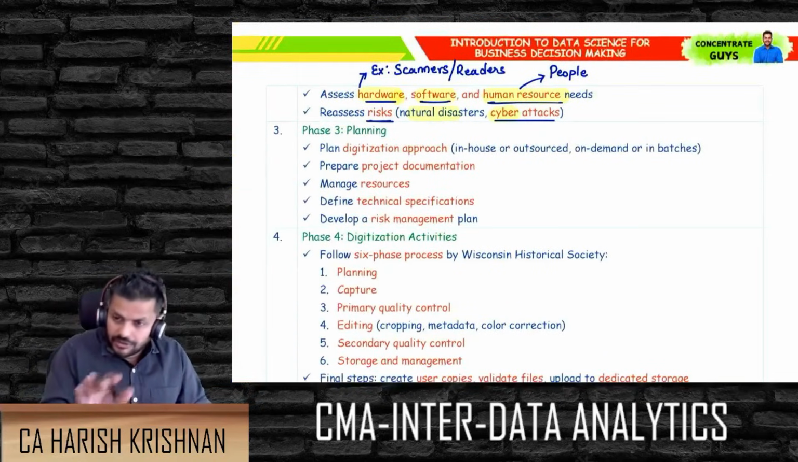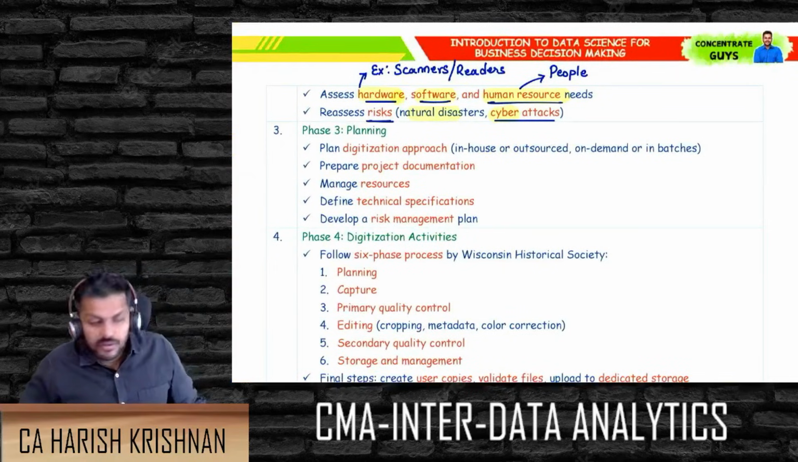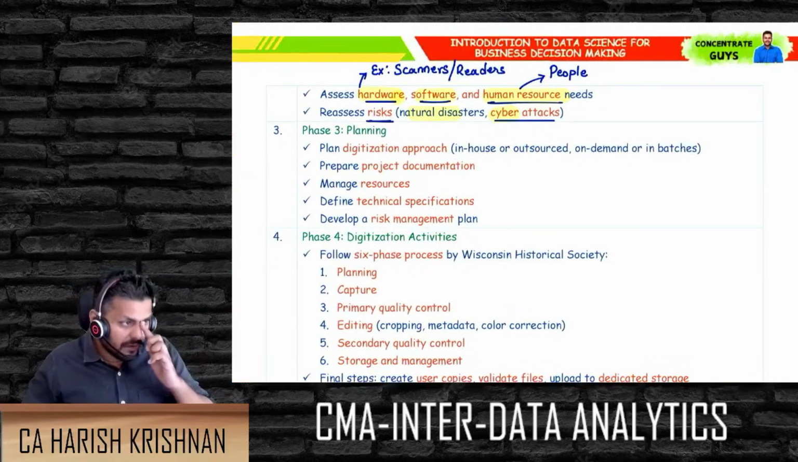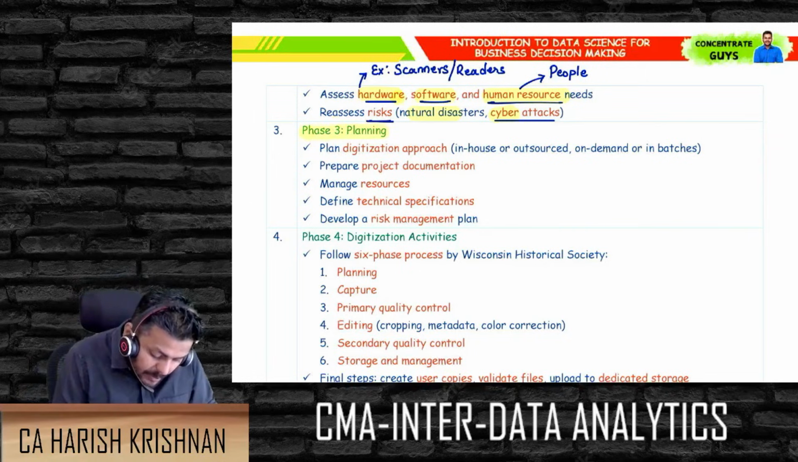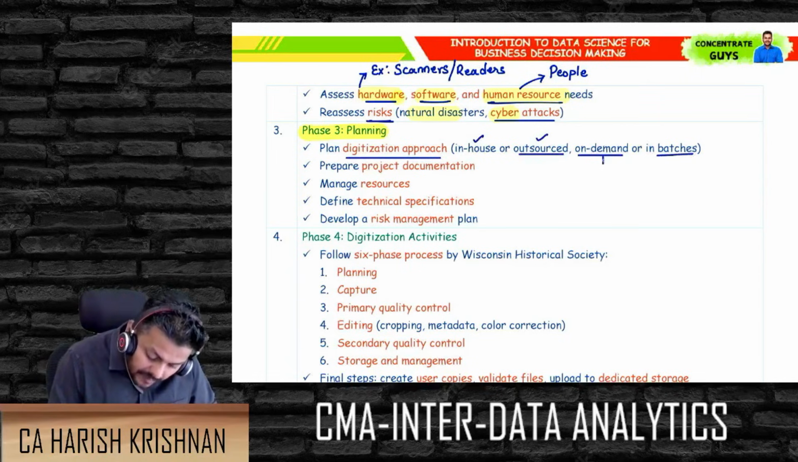Then don't digitize straight away. Wait: when to do it, what to do. Should we do it by ourselves, or should we outsource it to another firm that is very good at doing this? We have to think like that. Phase 3, planning. Plan the digitization approach. Should you do it in-house? In-house means by ourselves. Outsource means giving it to a third party firm, or on demand, or in batches. On demand means whenever required.